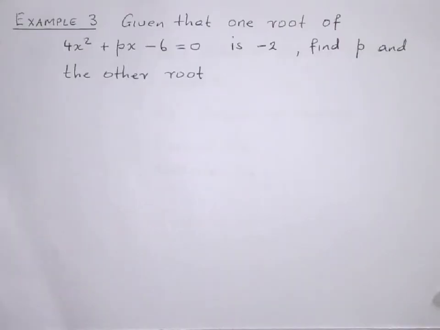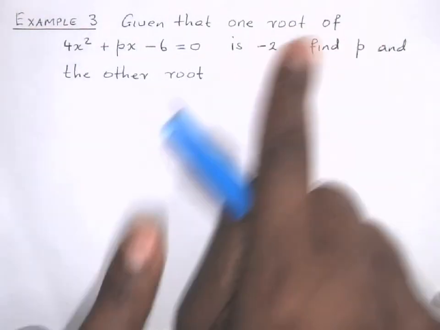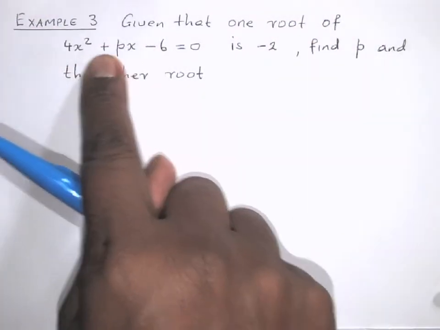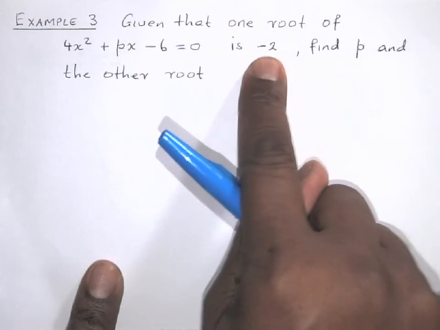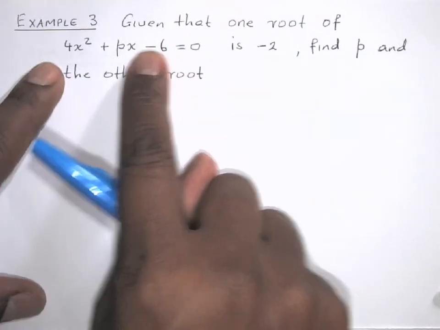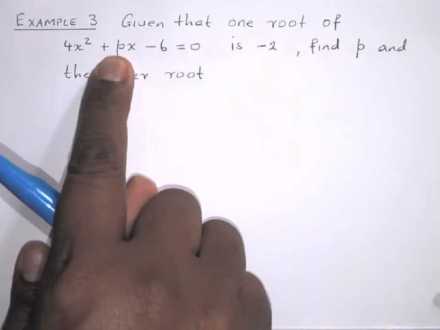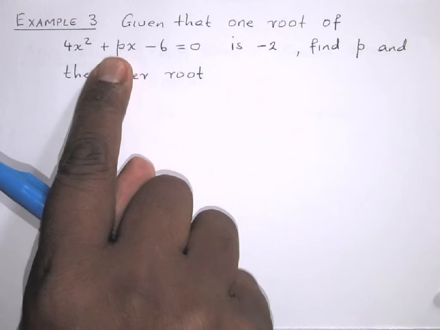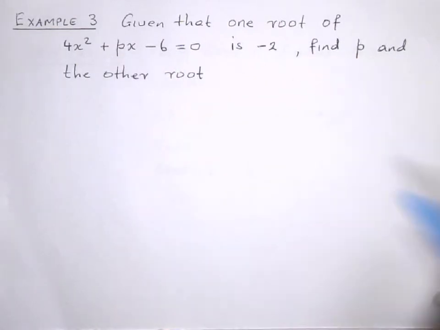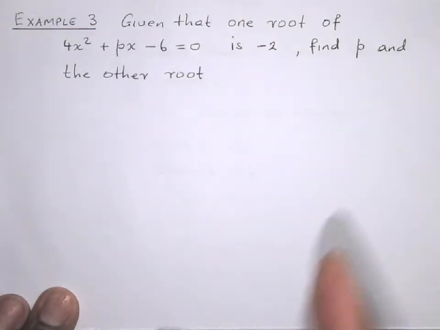Now, in this question, they say given that one root, so we're only given one root of this equation, is minus 2. That is one root of the given equation. But you can see in this equation there's a value that we don't know, which means they'll ask us to find the value of p and the other root. Now let's check how we can do this.